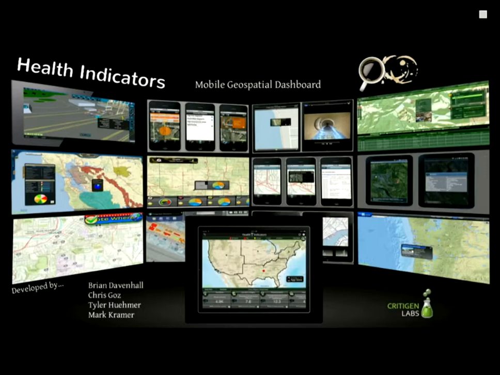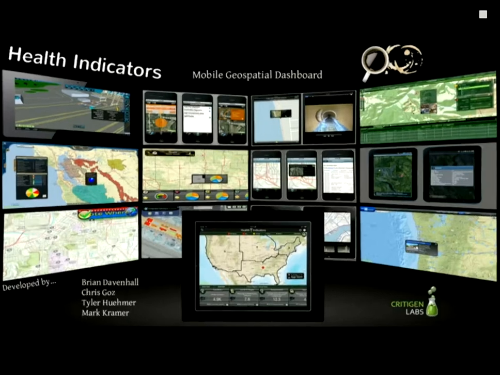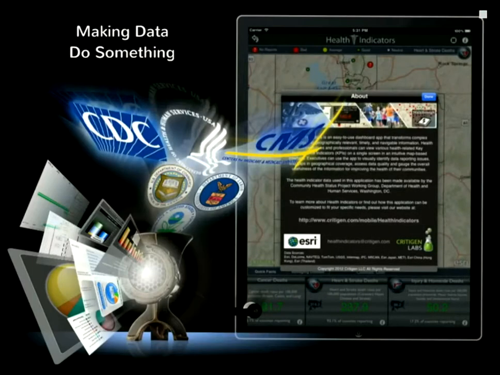Now, Health Indicators is a mobile spatial dashboard developed using Esri's runtime SDK for iOS. It was really developed to illustrate how mass amounts of information could be repackaged, bundled, and prepared for quick executive display anywhere, anytime. Now, Health Indicators began with data released by the Community Health Status Project Working Group, and in particular the CHSI data, or the Community Health Status Indicators. And that was made available as part of the Health Data Initiative.